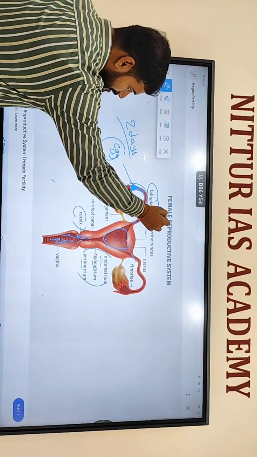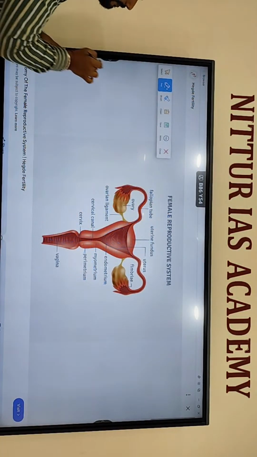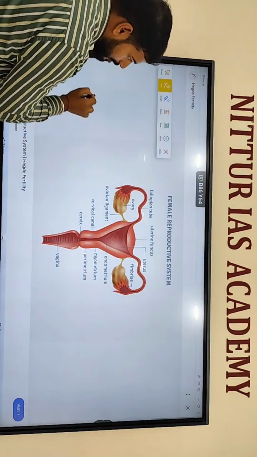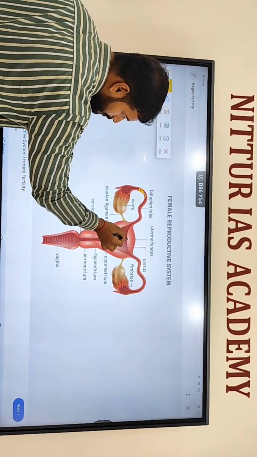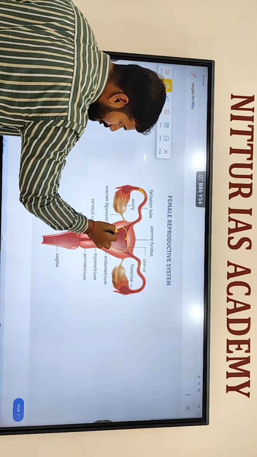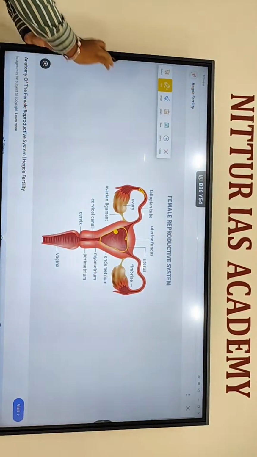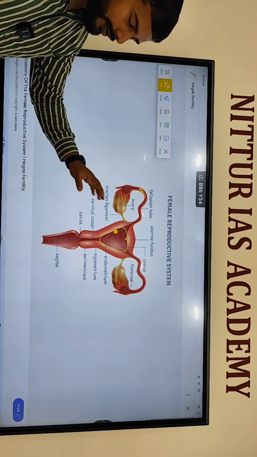Once the fertilization has happened, what happens? The fertilized egg comes to the uterus and attaches to the lining of the uterus. There it starts to grow as an embryo.